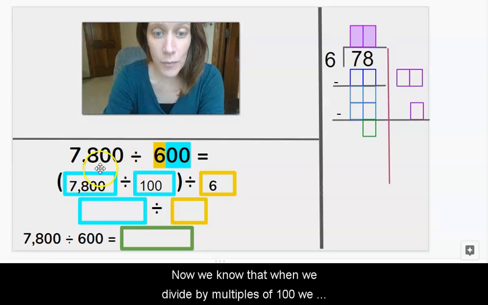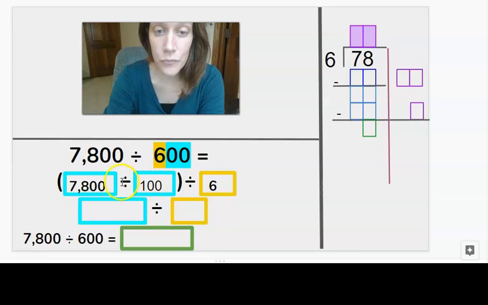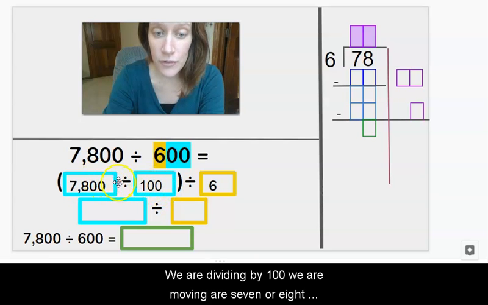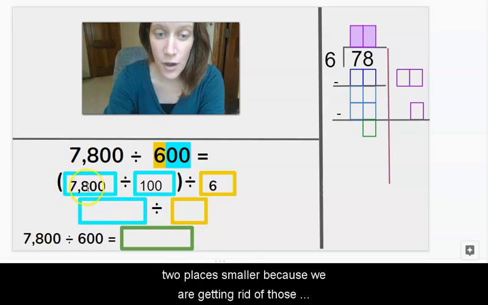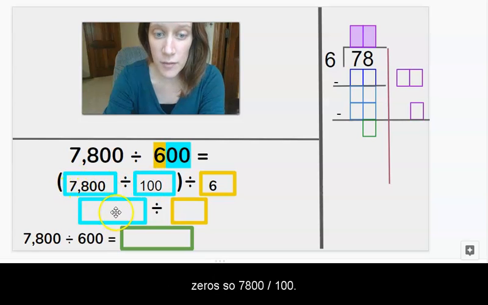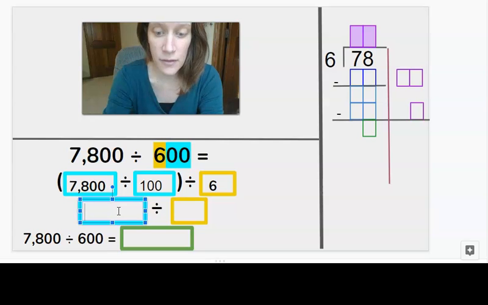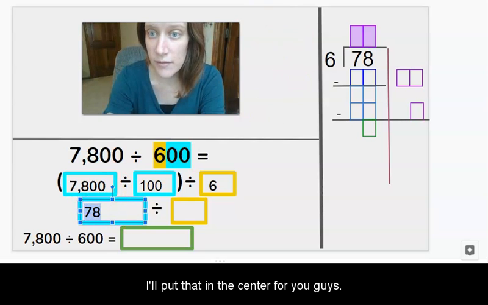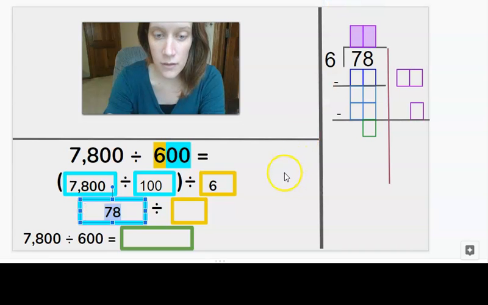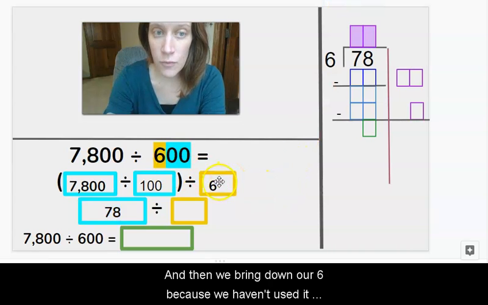Now we know that when we divide by multiples of 100, we can use patterns where we say since we are dividing by 100, we are moving our 7 and our 8 two places smaller because we are getting rid of those zeros. So 7,800 divided by 100 is 78. Put that in the center for you guys. And then we bring down our 6 because we haven't used it yet.